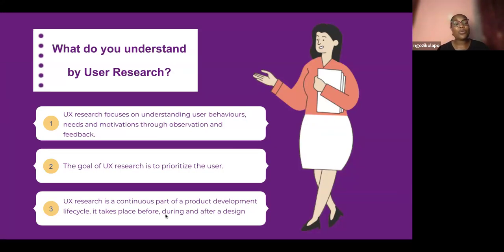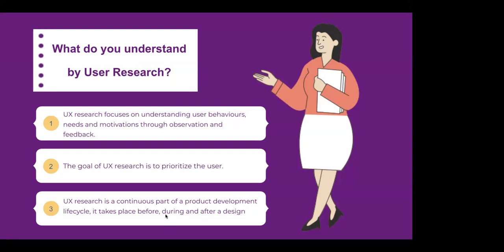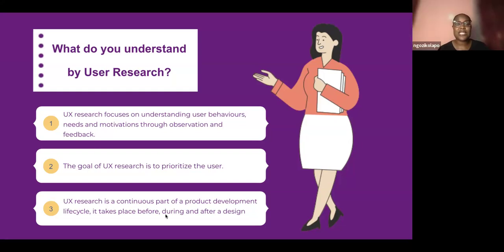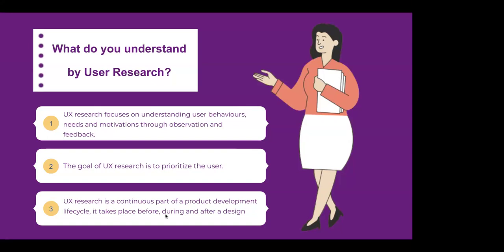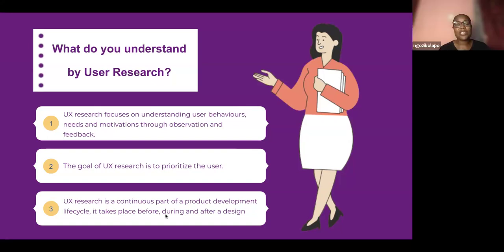I also give this example in the First Bank app. There was a feature that was not there before when I was using it. Before, when I wanted to transfer money to somebody, I had to scroll all the way to Z. Maybe the bank's name is Zenith Bank. I had to scroll all the way down to Zenith Bank to be able to click, and that was tiring.